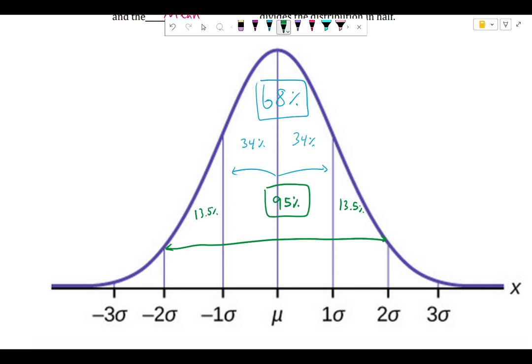And there are all kinds of great pictures on the internet that you can refer to as well. And lastly, within three standard deviations of the mean in either direction, we have 99.7% of our data values. So in each of these little regions here, we have 2.35%. And again, we have much better pictures on the internet if we're looking for them.